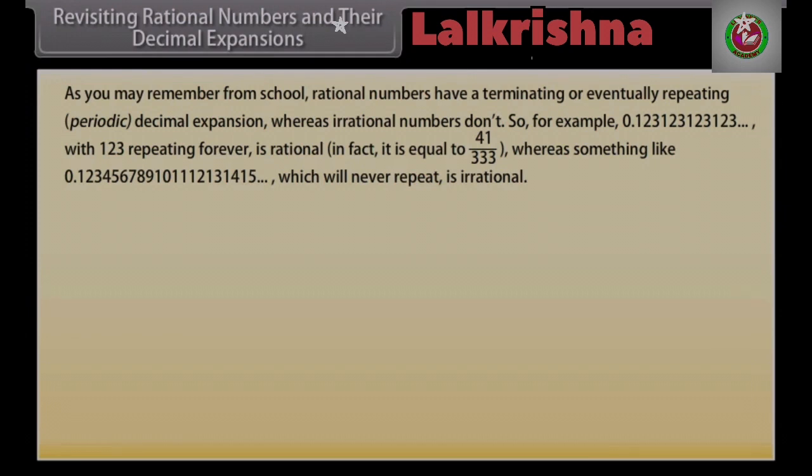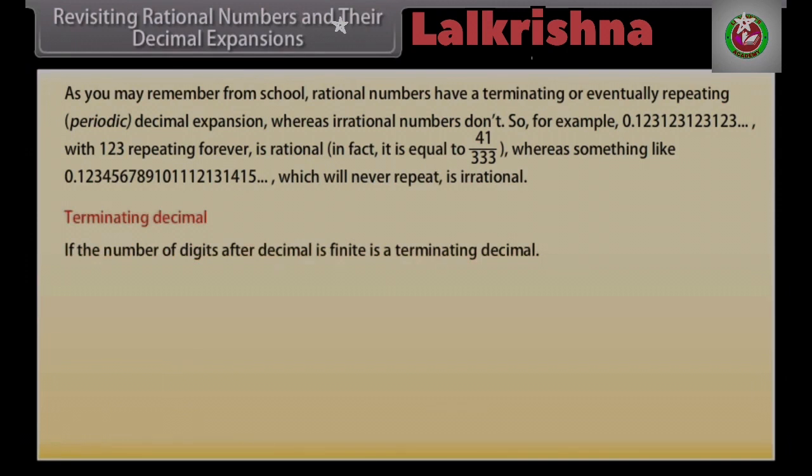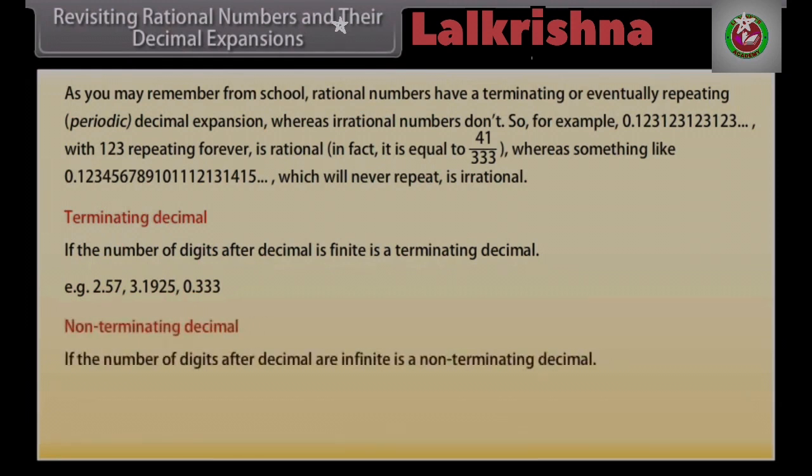In fact, it is equal to 41 upon 333. Whereas something like 0.123456789101112131415 and so on, which will never repeat, is irrational. Terminating decimal: if the number of digits after the decimal is finite, it is a terminating decimal. Example, 2.57, 3.1925. Non-terminating decimal: 0.333... If the number of digits after the decimal is infinite, then it is a non-terminating decimal.